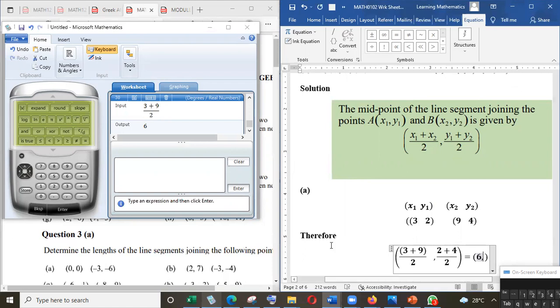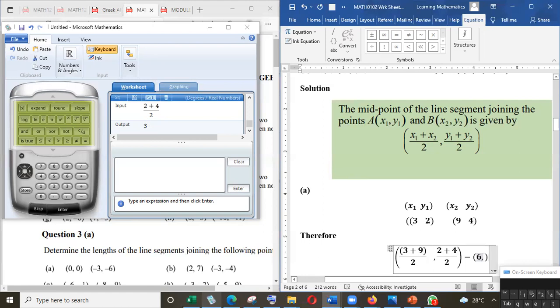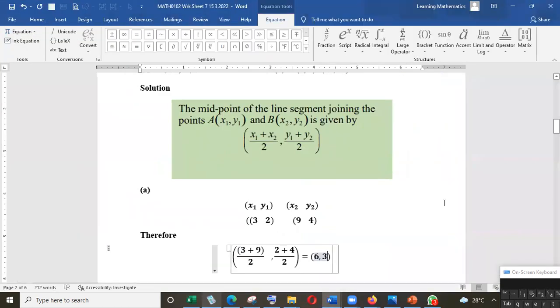Comma, and the next one is 2 plus 4. Make sure you use brackets when you're doing this. 2 plus 4 divided by 2, and that's 2 plus 4 is 6 divided by 2 is 3. So that's where you find the midpoint of the straight line.